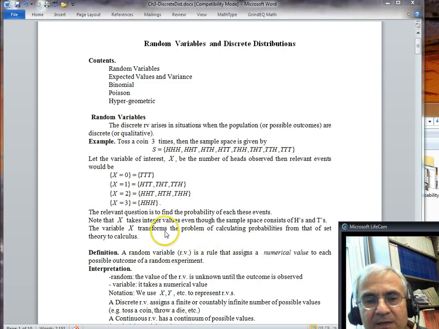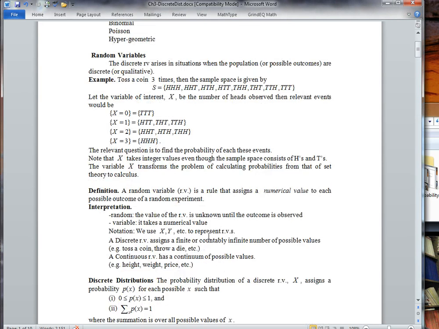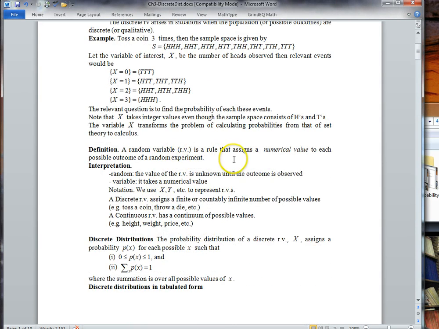So here is the summary of this. A random variable is a rule that assigns a numerical value, as in here, to each possible outcome of a random experiment. So all these 3 outcomes were assigned the value 1, these 3 were assigned the value 2, and so on. The interpretation of a random variable is this. It's called random because the value of the random variable is unknown until the outcome is observed. So you don't know whether you're going to get 1 or 2 until you throw the 3 coins.